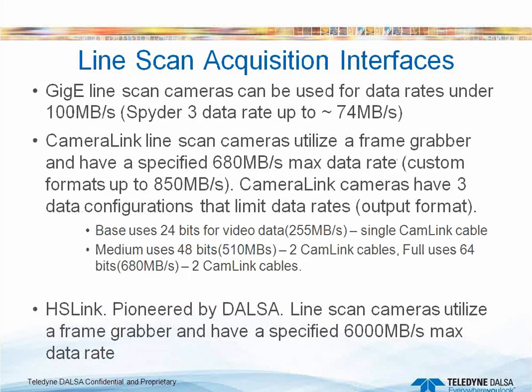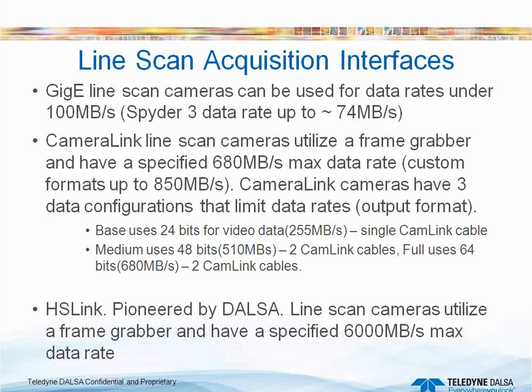In today's technology, we also have two interfaces. We used to have something called LVDS that's no longer really used in the market. But we have GigE, and also we have Camera Link Base. Those are the data interfaces from the cameras. Gigabit Ethernet, of course, can handle up to 100 megabytes per second. So, for example, our Spyder3 camera can go up to 74 megabytes per second. Camera Link is a parallel bus, and it has a specified rate of 600 megabytes per second.